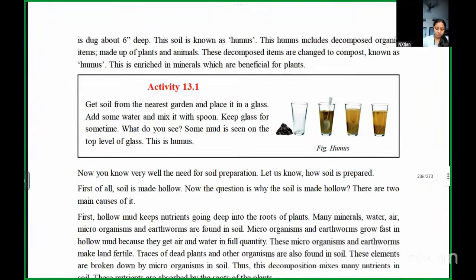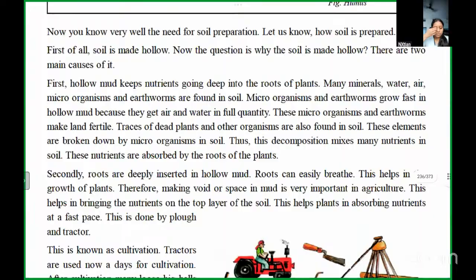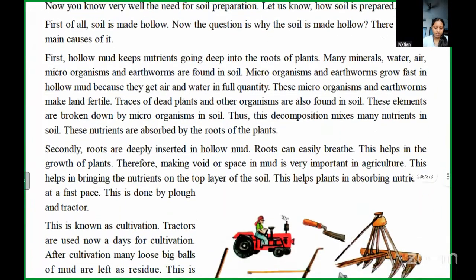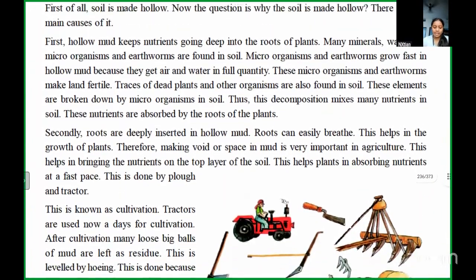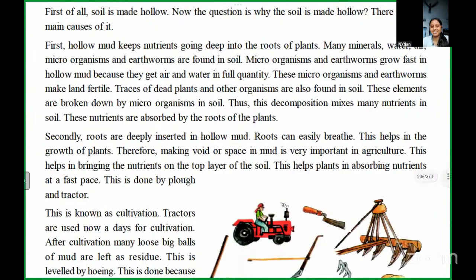Then we will see one by one. Now, the question comes: why dig? Humus is already present there, so why digging? Now we will see what are the causes of this digging, means making the soil hollow. Why do we make the soil hollow?